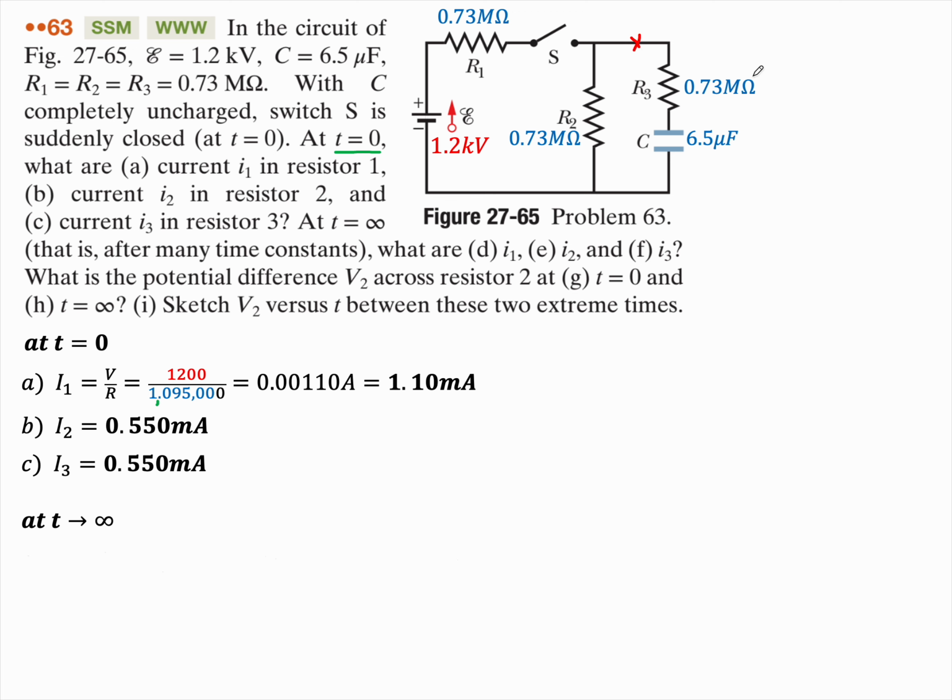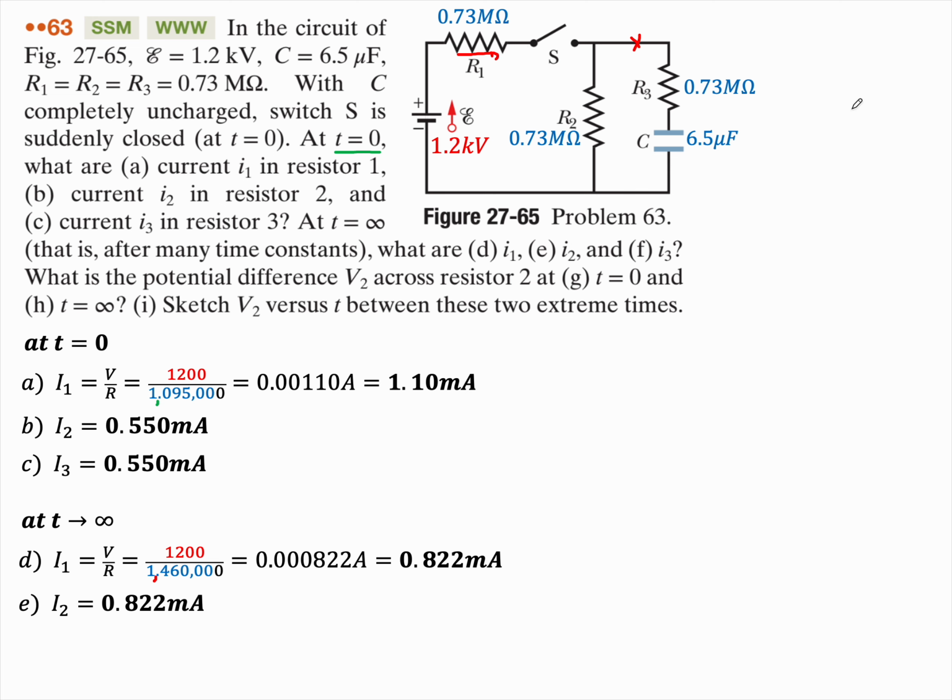What's the current going to be now? Well, the total resistance is just the sum of these two, or 1,460,000 ohms, and if you divide the voltage by that, we get that the current through I1, or R1, is going to simply be 0.822 milliamps. That exact same current is going to be flowing through this resistor down here. But because the capacitor is completely charged, there is absolutely no current going through this last one, and so the current for R3 is just 0.